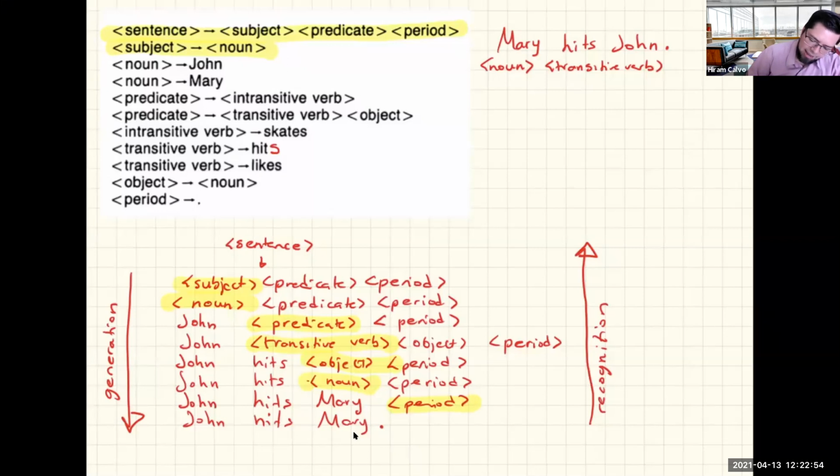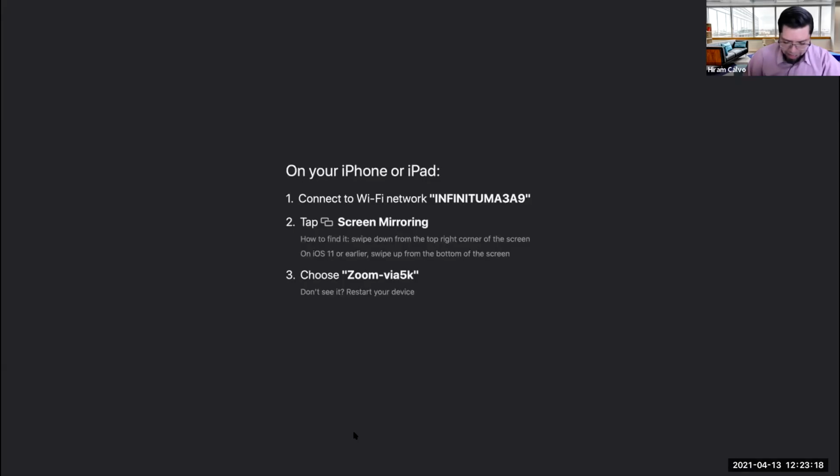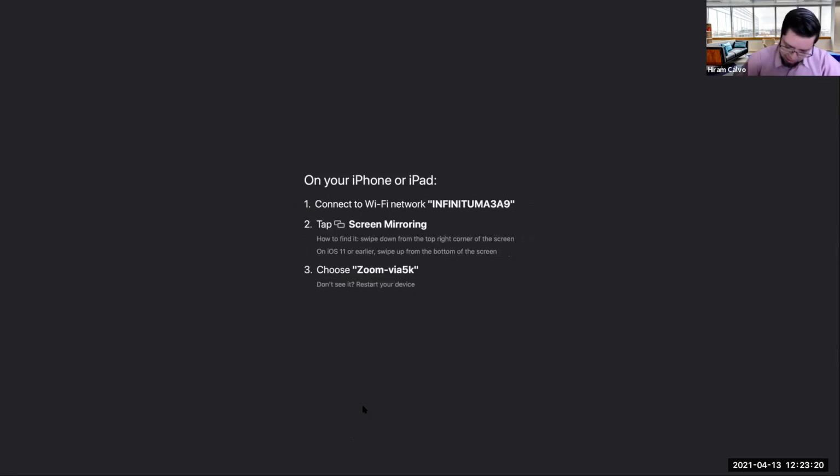So you can see Mary, I know is a noun because I'm just following the arrow the reverse way. Hits, I know that hits is a transitive verb following the arrow the reverse way. John, I know that John is a noun. And finally, I know that this period is period by following this the reverse way. Now that we have this, then I will try to get to sentence again.